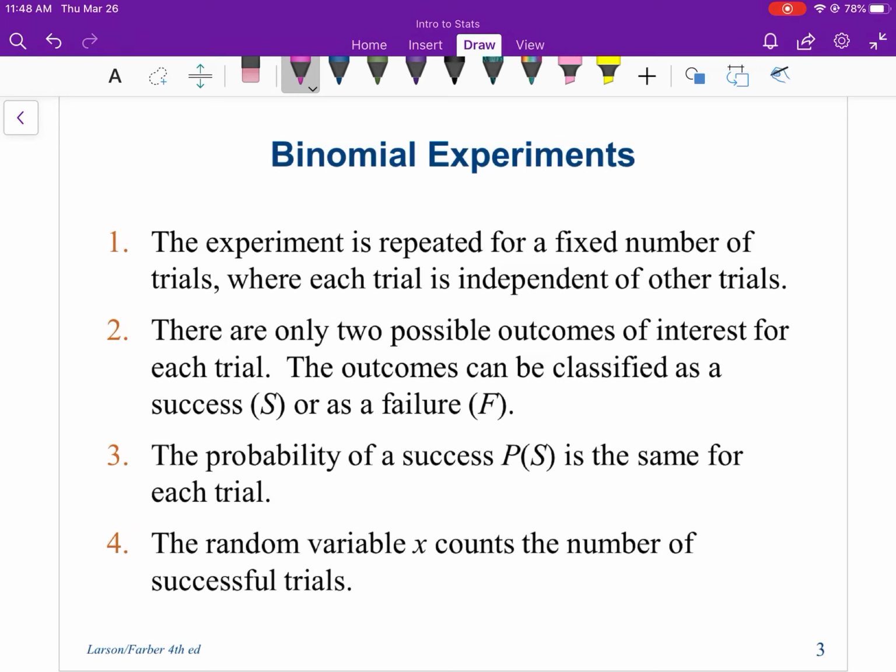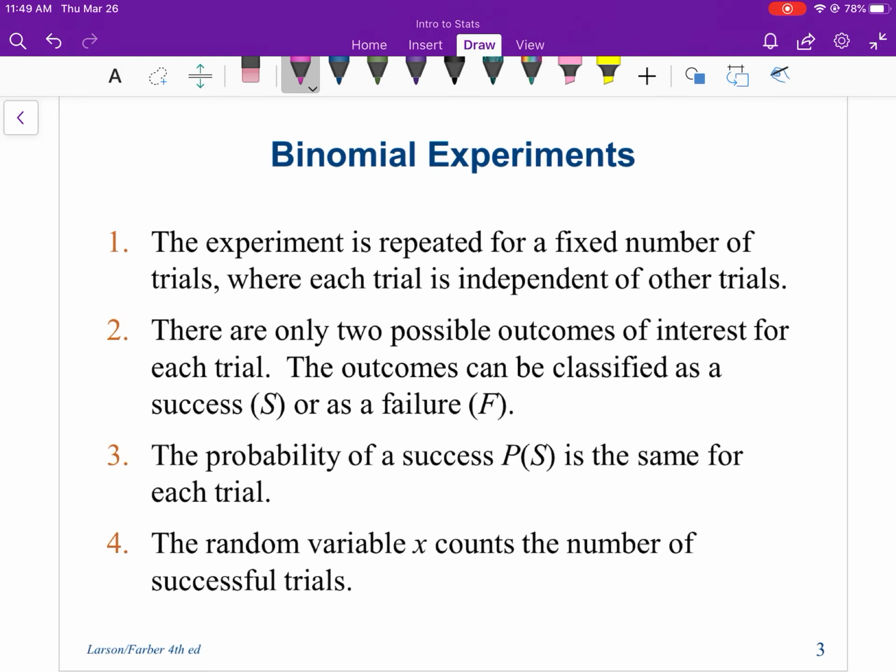So step 2 says there's only 2 possible outcomes. There's either success or failure. So in the example with my deck of cards, drawing out a heart would be considered a success. Drawing out something else that isn't a heart would be considered a failure.